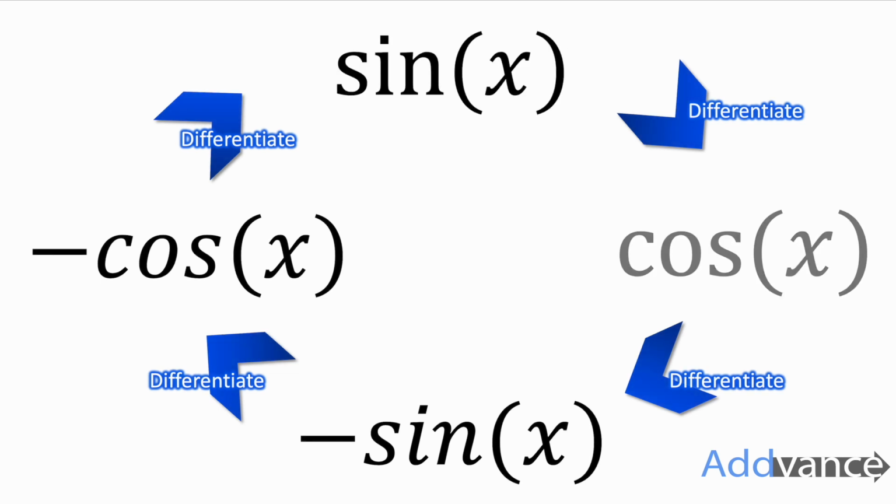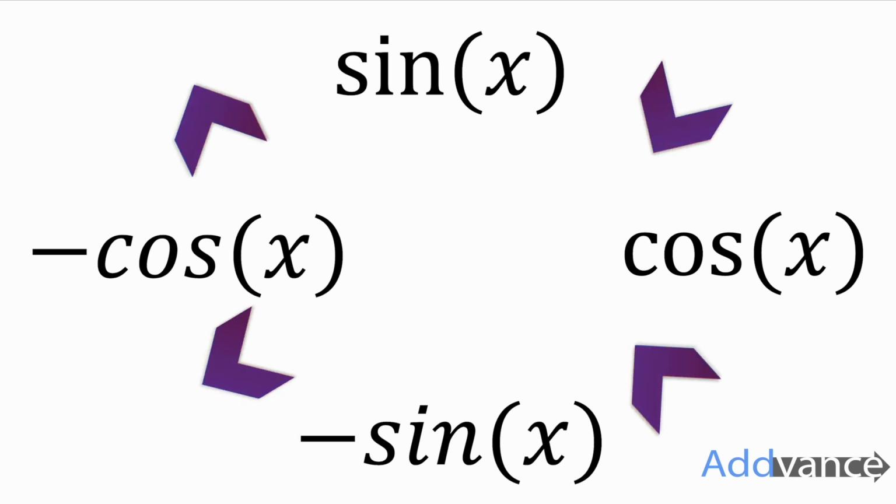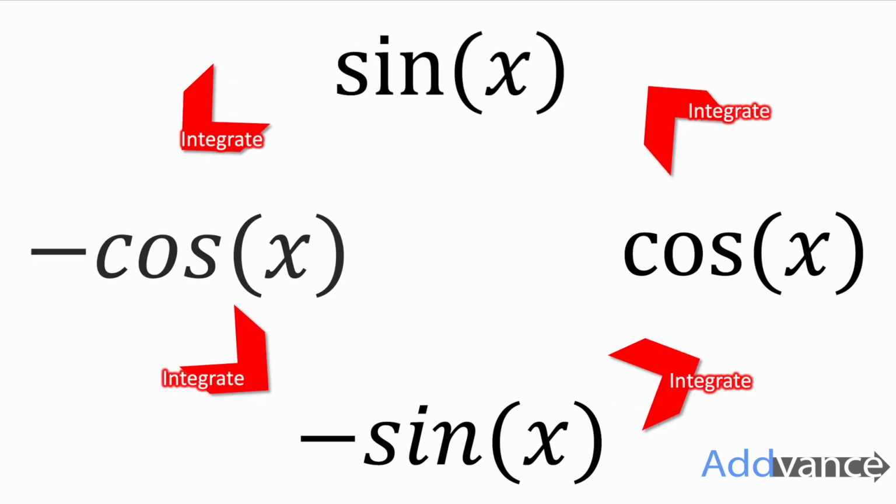Now let's remember how to differentiate sine and cos. Well, it goes in this circle here. Sine differentiates to cos, differentiates to minus sine, differentiates to minus cos, differentiates to sine, and the circle continues. It's an infinite continuous circle of differentiation. And integration is the opposite. So we go in the opposite direction here. Sine integrates to minus cos, integrates to minus sine, integrates to cos, integrates to sine.